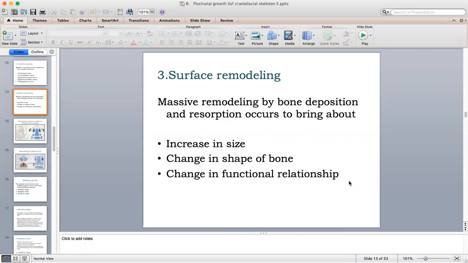So, the fine tuning of the shape of the maxilla occurs because of surface remodeling, which occurs because of massive bone deposition and resorption in the adjoining areas. This results in an increase in the size of the entire bone. It also redefines the shape of the maxillary bone and enhances the functional relationships of the various parts of the maxilla with each other.